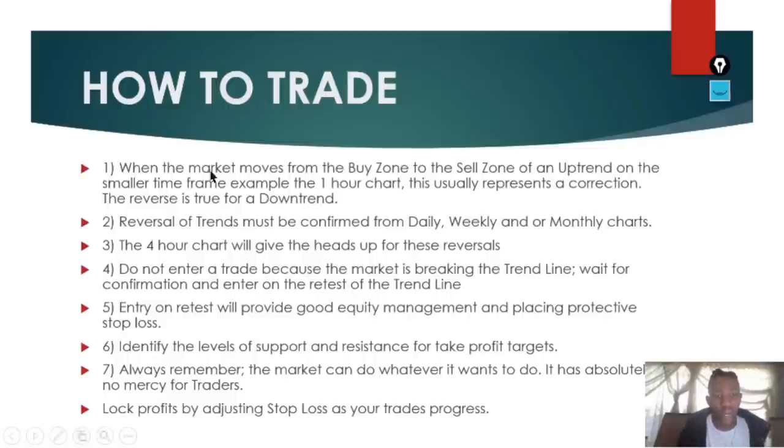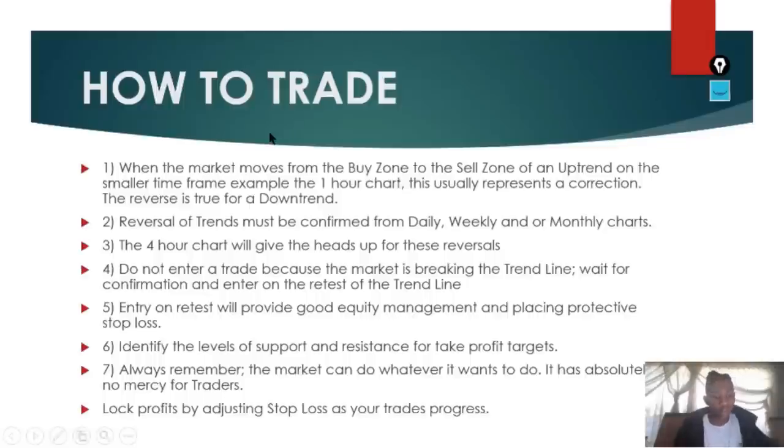Usually when the market moves from the buy zone to the sell zone of an uptrend on the smaller time frame, let's say for example 1 hour, it usually represents a correction. The correction is like a weak creation for a bigger time frame. Some people use sell zones and buy zones on smaller time frames. They don't see consistency because they're applying them incorrectly. Play the long game, use bigger time frames, know the overall direction.